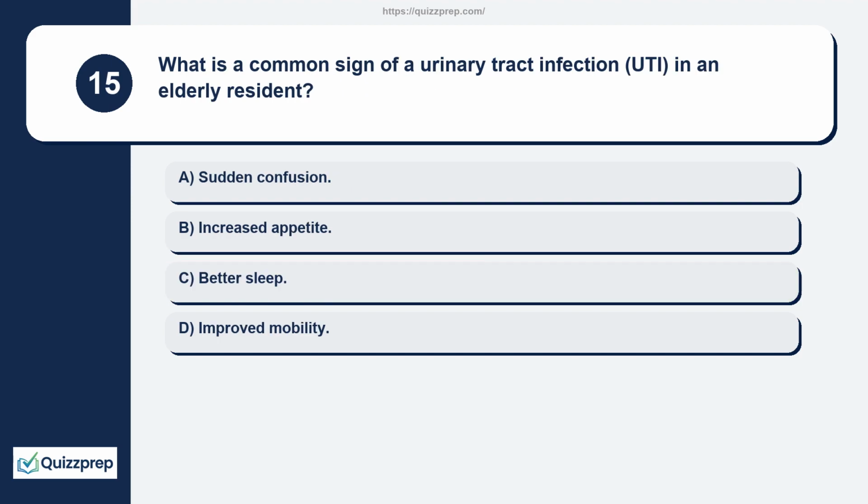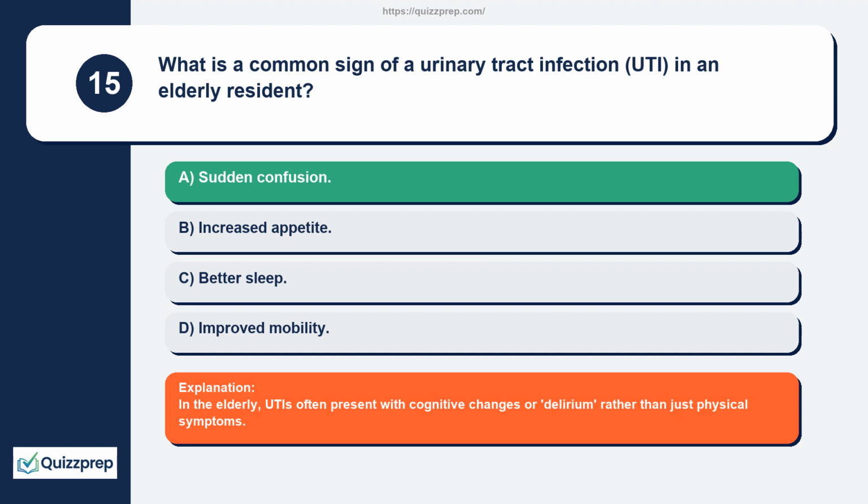Question 15. What is a common sign of a urinary tract infection, UTI, in an elderly resident? Sudden confusion. Increased appetite. Better sleep. Improved mobility. In the elderly, UTIs often present with cognitive changes or delirium rather than just physical symptoms.